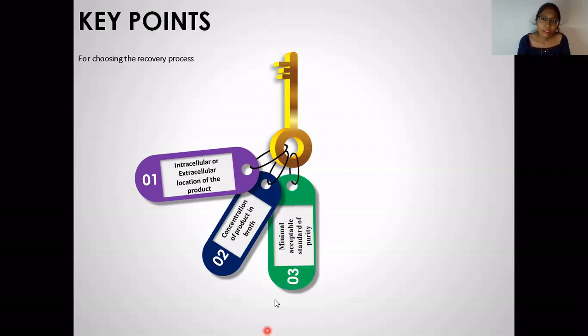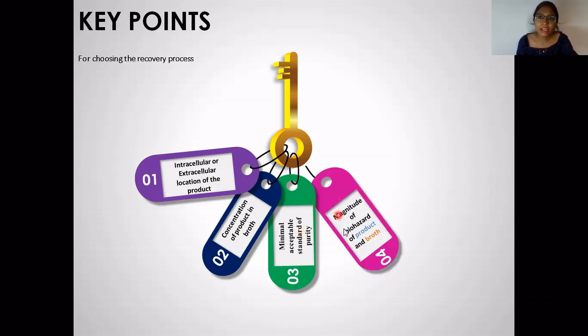The third step is to know the minimal acceptable standard of purity. That means in certain stages, if the product is of 90% purity, then it is acceptable. But let's say when you are dealing with patients, for example, if you want to supply insulin injection for diabetes patients, you cannot afford to have insulin of low quality, because they are not going to accept that. So you have to see what kind of purity is expected from your product or where you are selling your product.